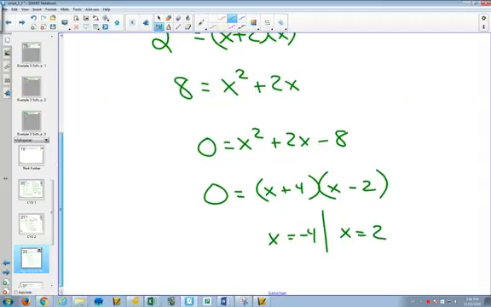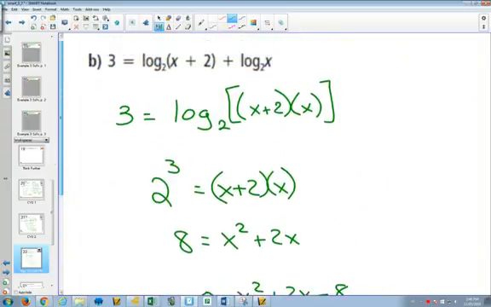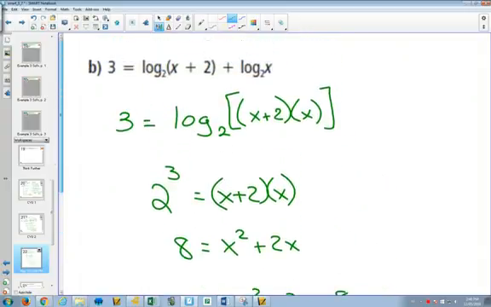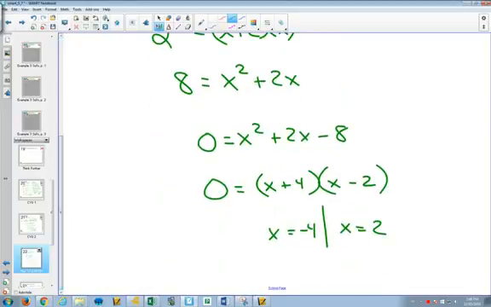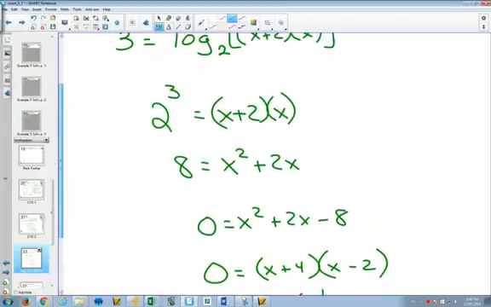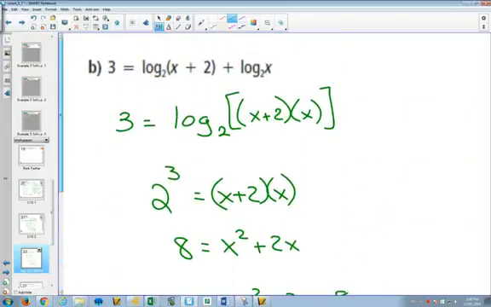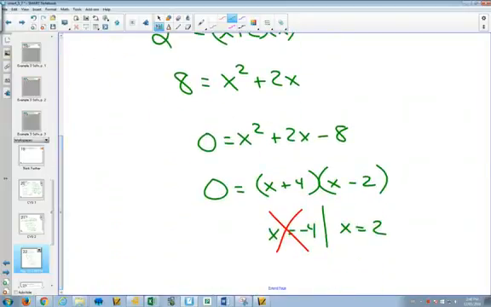And we have to go back to our original equation and check. If I plug negative 4 in, will I take the log of a negative number? Yes. So this one is bad. If I plug in 2, will I take the log of a negative number or 0? No. So there's our answer.